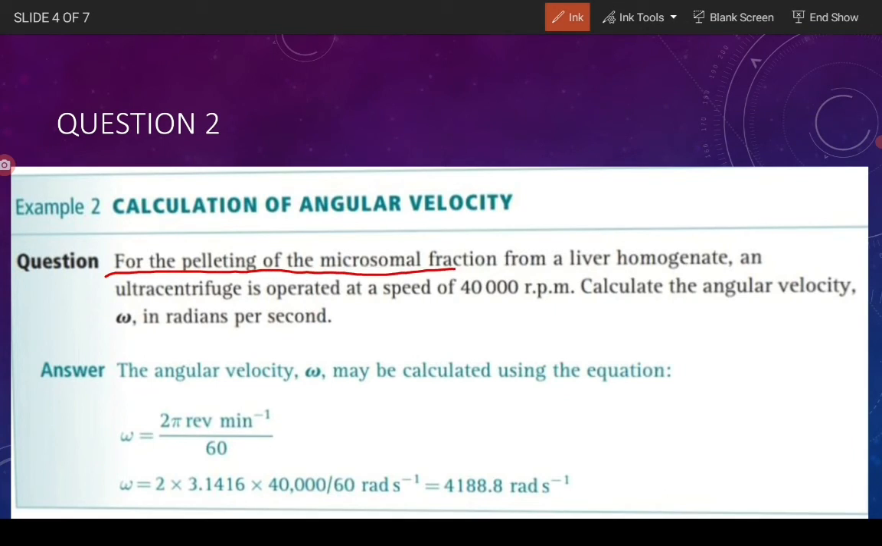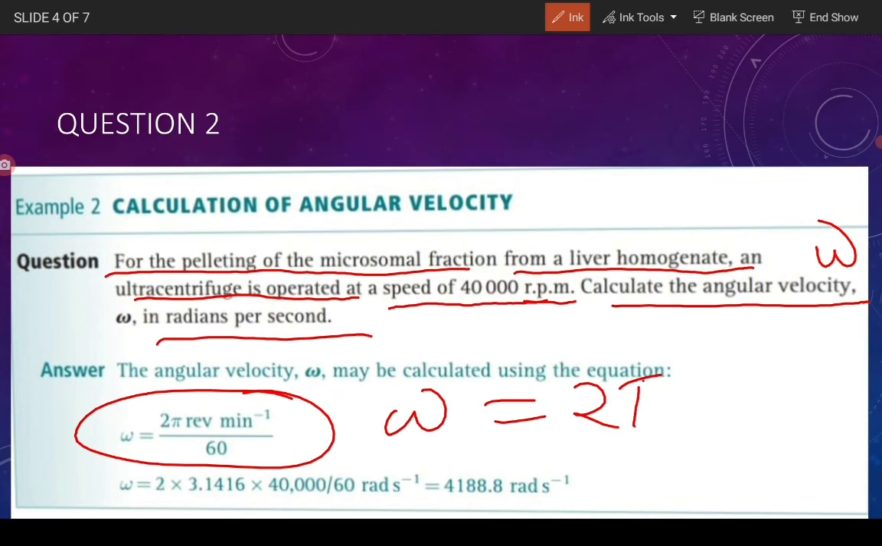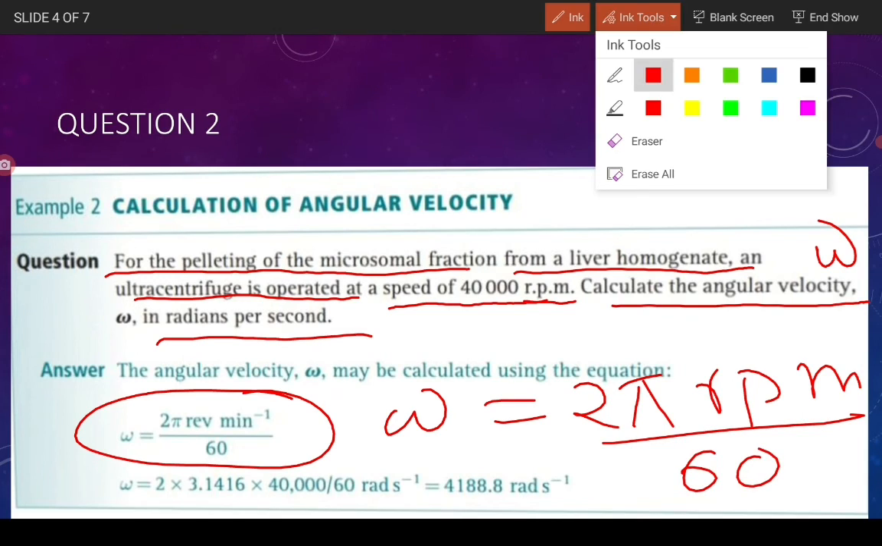For pelleting the microsomal fraction from a liver homogenate, an ultracentrifuge is operated at the speed of 40,000 rpm. So we know rpm is 40,000. Calculate the angular velocity, that is omega. We need to calculate omega in radians per second. So this is the simple formula. Omega is equals to 2 pi rpm, revolution per minute, divided by 60.